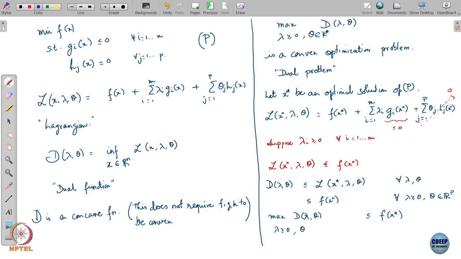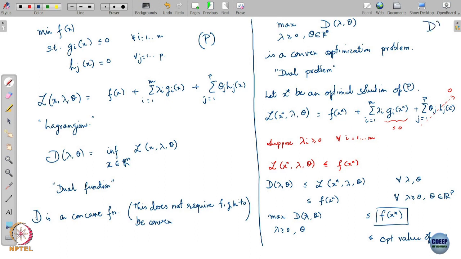And now what's this f of x star here? Remember, x star was an optimal solution of p. Right, it was an optimal solution of p. So, this is in fact the optimal value. So, this here is the optimal value of p. And what is the one on the left hand side?